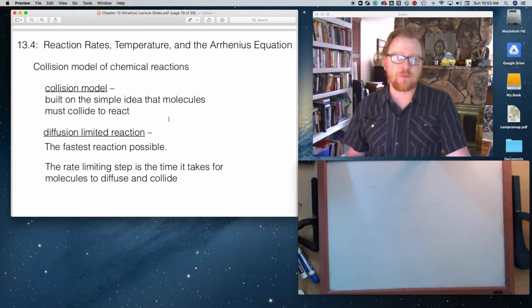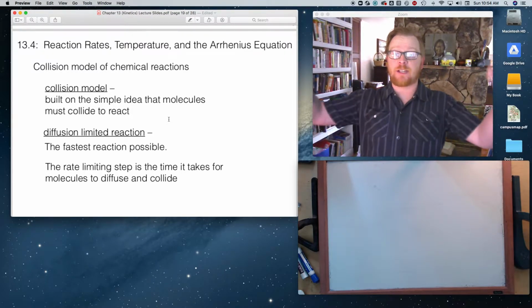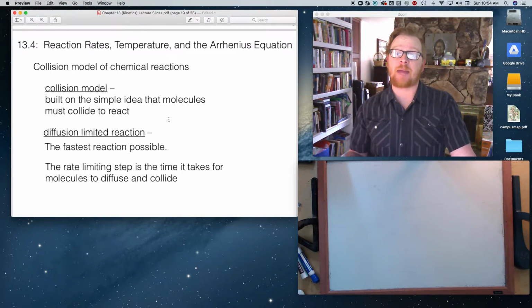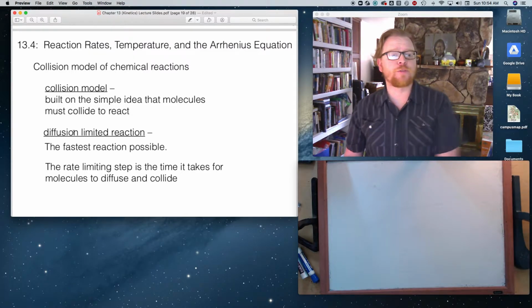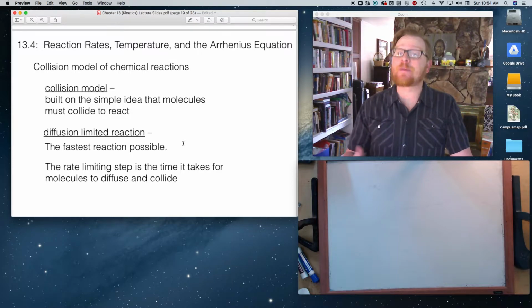If you think about it, what needs to happen before a chemical reaction can take place is the molecules need to diffuse to each other and travel and collide. And that takes time. That takes time for things to diffuse and find each other and then collide. A diffusion limited reaction is the fastest possible reaction. We think of these things as rate limiting steps. The rate limiting step in a diffusion limited reaction is the time it takes for molecules to diffuse and collide.